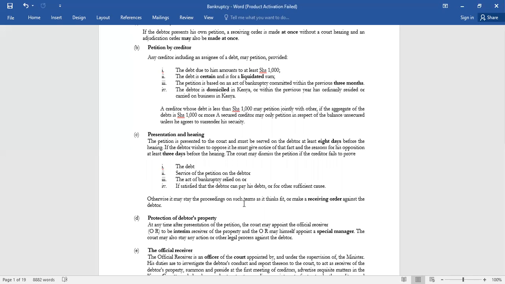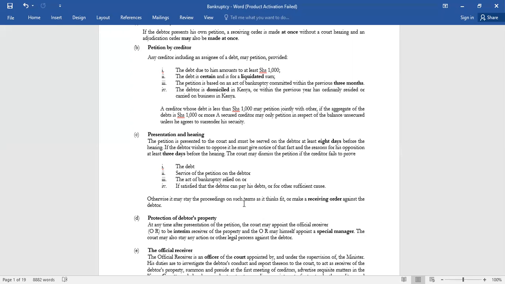So the court may dismiss the petition if the creditor fails to do the following: 1, prove the debt; 2, service of the petition on the debtor. 3, the act of bankruptcy relied on. So this should not be hearsay. Tumesikia mama wa kibanda akisema niko na deni yake ya 300 ya sukuma wiki ama ya viazi na sijamlipa. Then you use that information to confirm or to try and ascertain that I'm bankrupt. Are you getting? So it must be proved beyond any reasonable doubt.